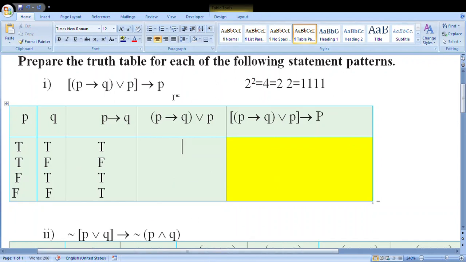For the next column, we need the entries of P arrow Q. We have these entries. Then we need P. This is P. So we have both the parts. Both the parts are connected with the symbol OR.